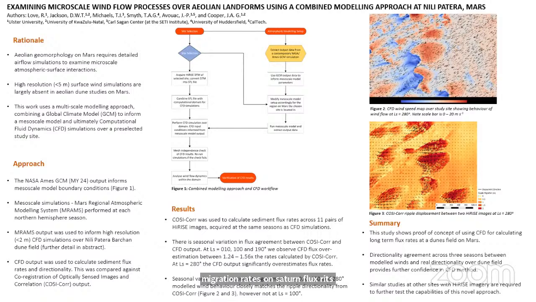The findings then, very briefly: we found that at 3 of the 4 seasons, our combined modeling approach reproduces the sediment flux rates calculated from COSICORE by between about 1.24 and 1.6 times the COSICORE rates. This is across multiple seasons and about a dozen pairs of images.